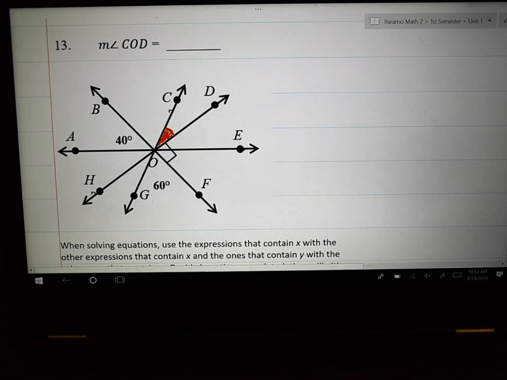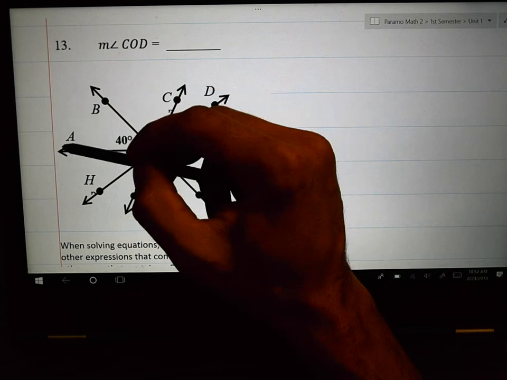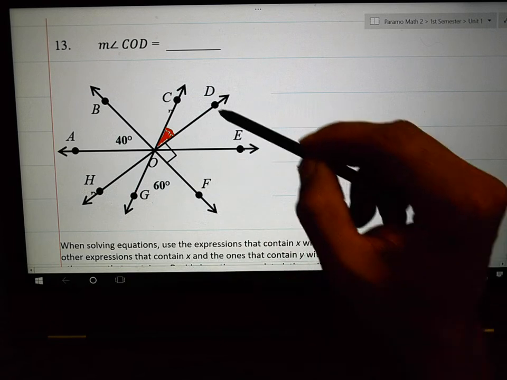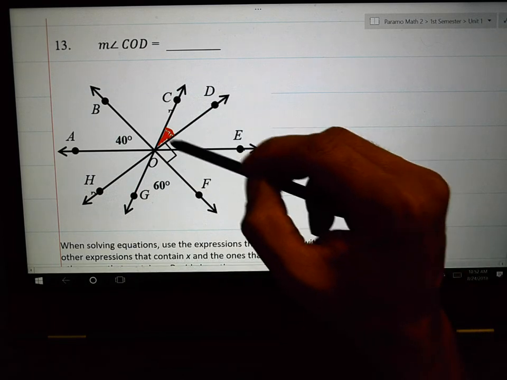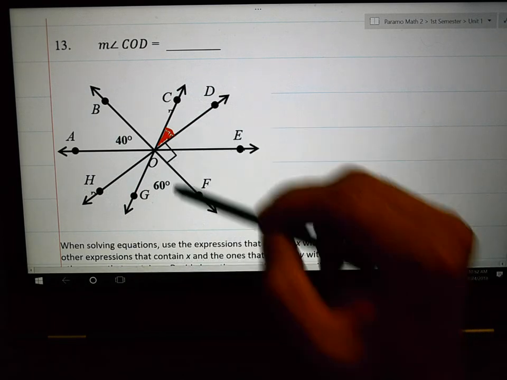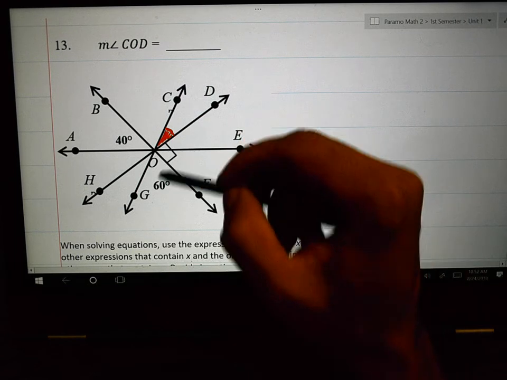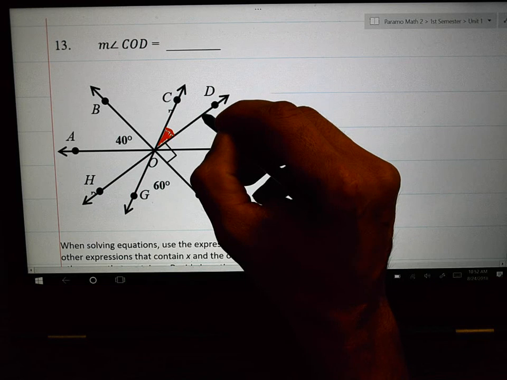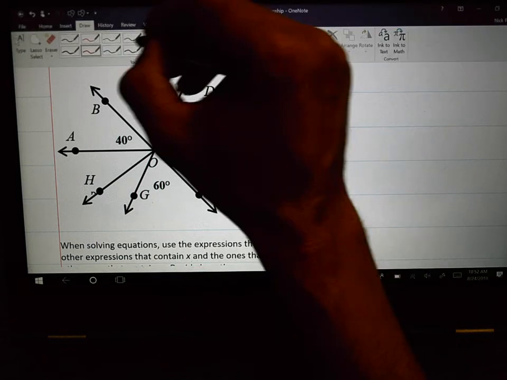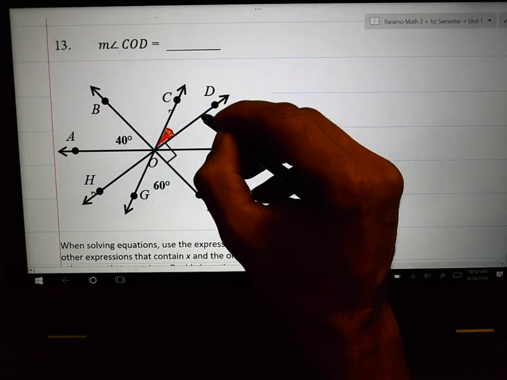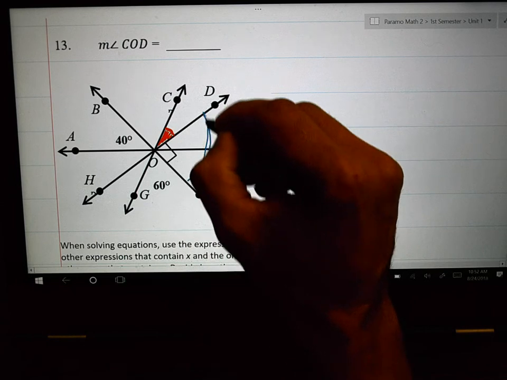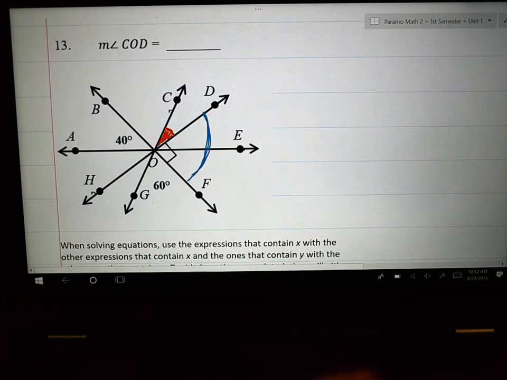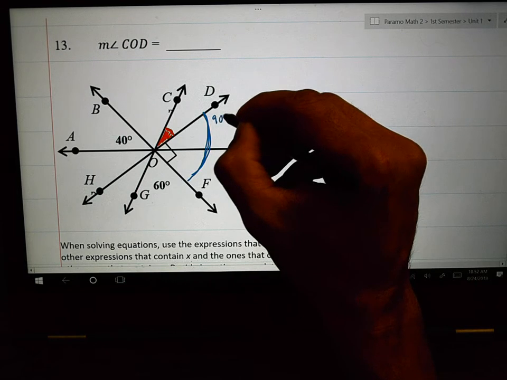Now they give you some information. They tell you that angle AOB is 40 degrees. They tell you that GOF is 60 degrees. And then they have this other one, angle DOF, and they have this little box. Hopefully we know what that means. So I'm going to highlight this one right here. Let me switch my pen color to blue. From here to here, because of that box, do you know how many degrees that is? So I'm going to write that. That might help me.